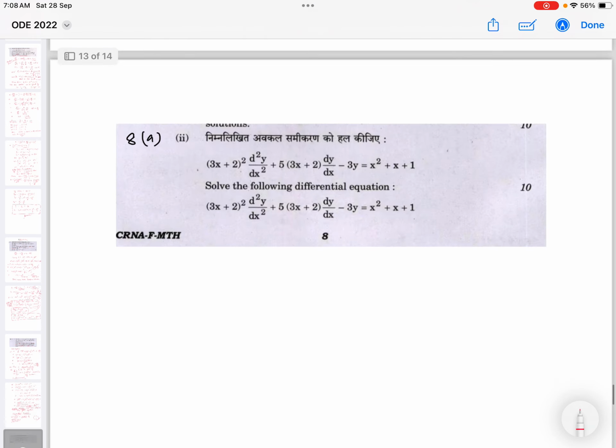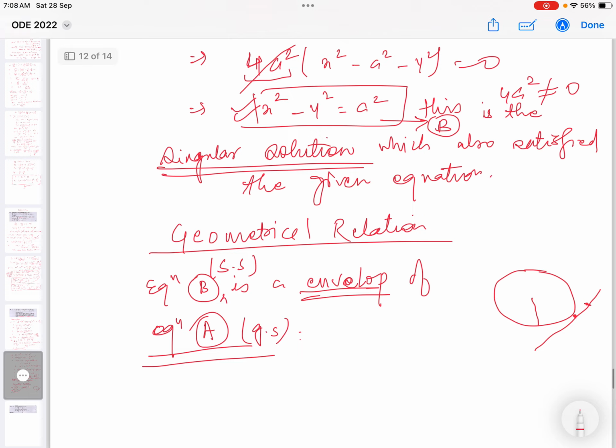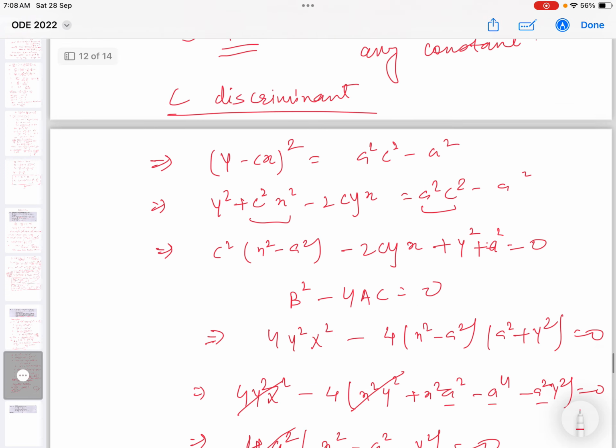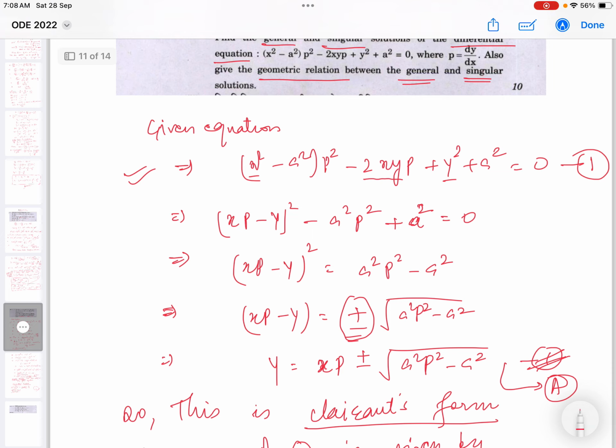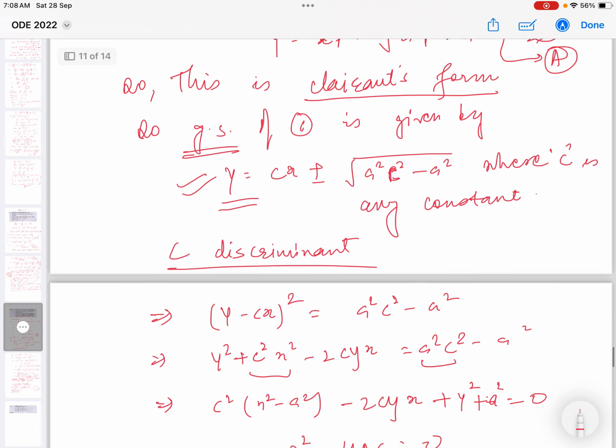Fine. So this is a frequently asked question. You need to be aware of how we find the general solution and the singular solution, and how they are related.